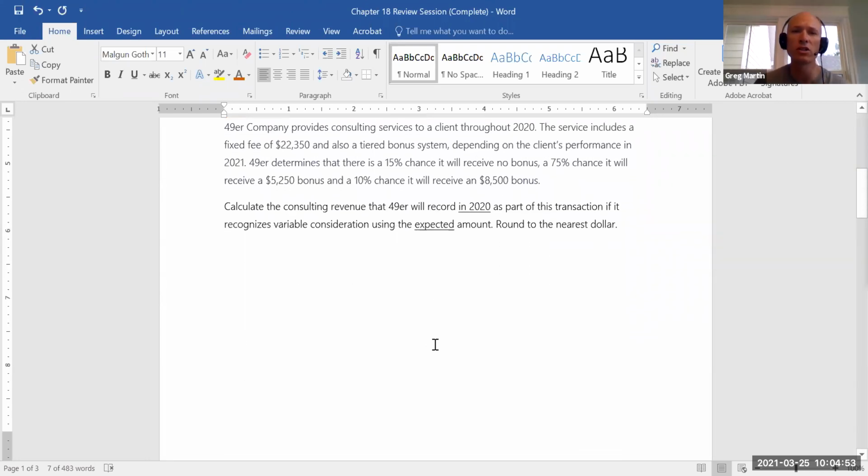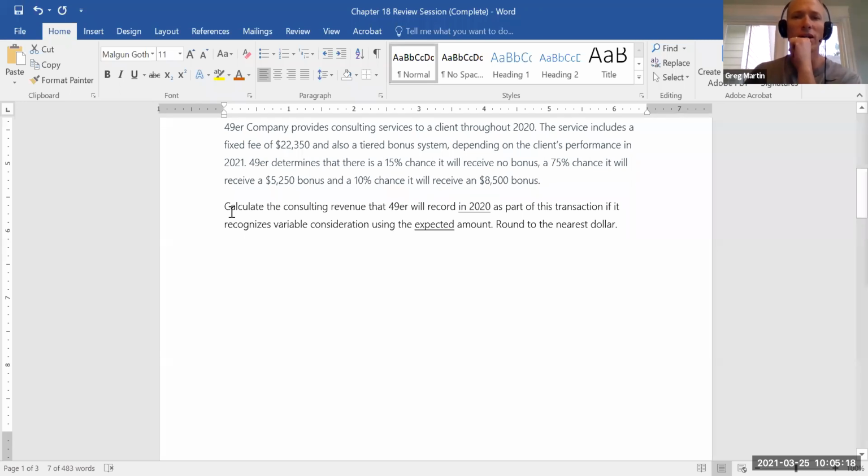49er Company provides consulting services to a client throughout 2020. The service includes a fixed fee of $22,350 and then a tiered bonus system depending on the client's performance in 2021. So 49er determines there's a 15% chance that it's not going to receive anything, a 75% chance that it's going to get 5,250, and a 10% chance that it's going to get 8,500.